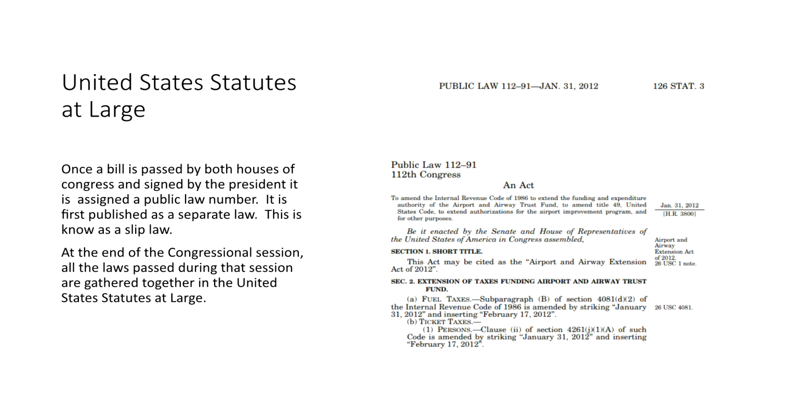Once a bill is passed by Congress and signed by the President, it is given a public law number and is published as a separate publication called a slip law. At the end of the congressional session, all laws passed during the session are gathered together and published as a volume of the United States Statutes at Large. This is called session law.